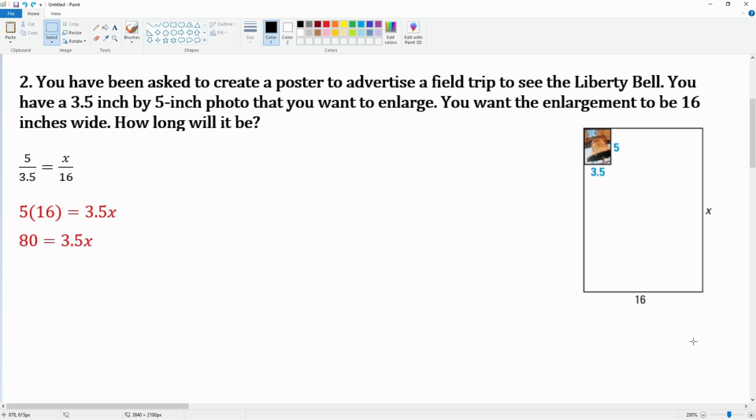You have 80. 5 times 16 is 80. The other side is 3.5x. Divide by 3.5, you get 80 over 3.5, which simplifies to roughly 22.86 inches. There you go. You have to set up the proportion and solve.